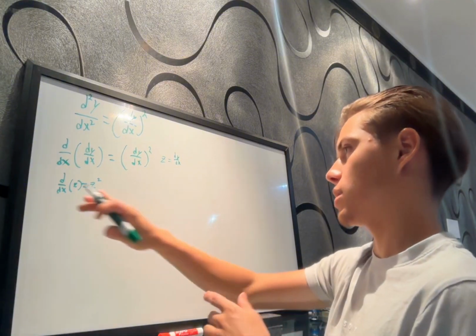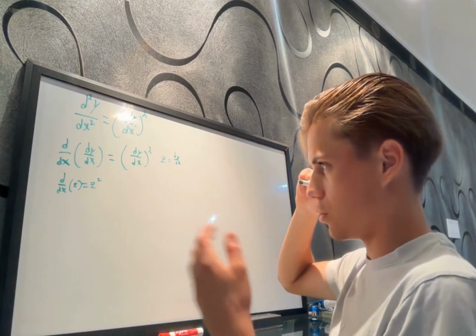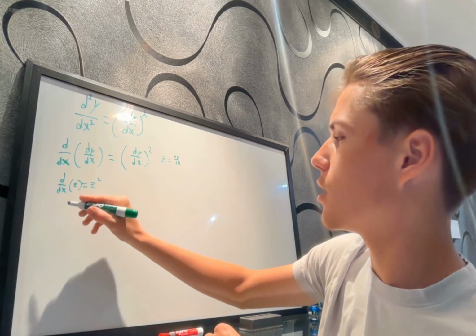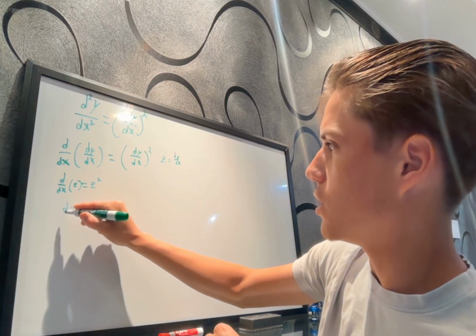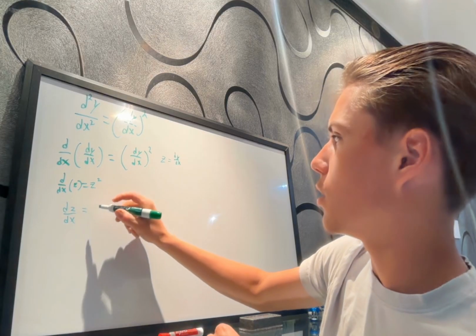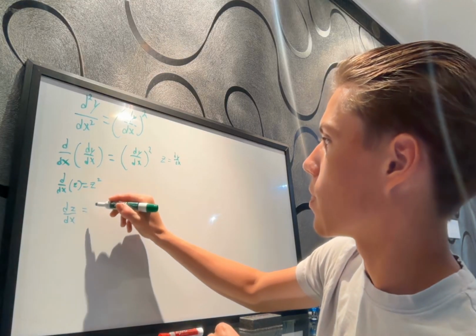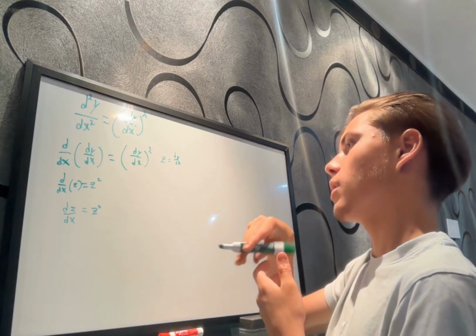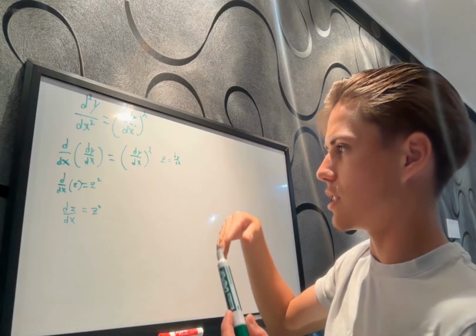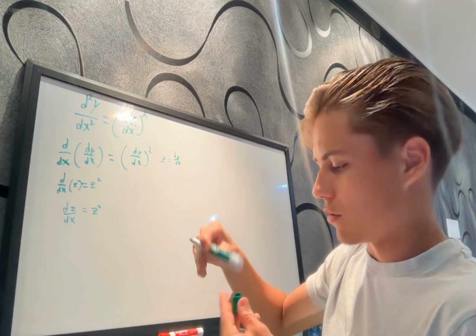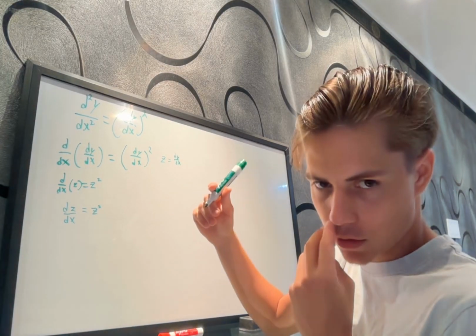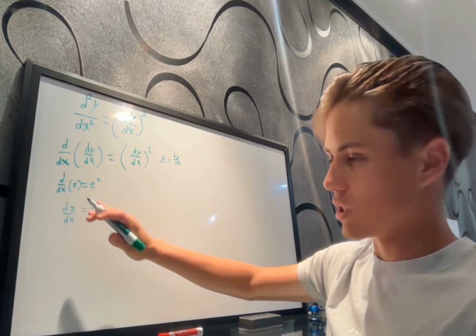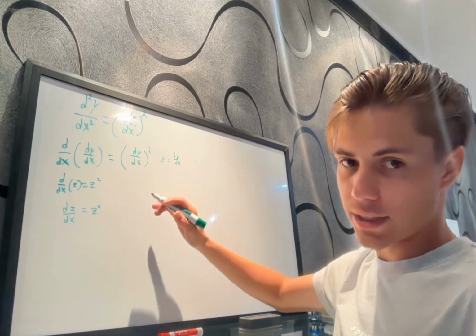Okay, now let's do the operation on the left side. Taking the derivative of z with respect to x, we get dz dx equal to z squared. Okay, perfect. And what we can do now is we have a separable differential equation, so solving it is going to be relatively simple. We can use separation of variables, bring all the z's to the left side and all the x's to the right side.